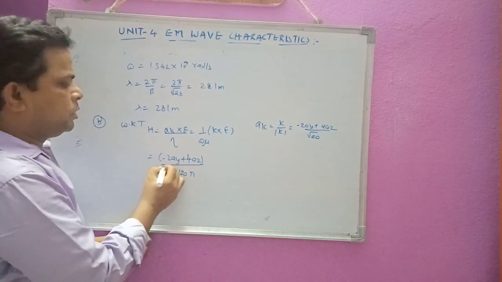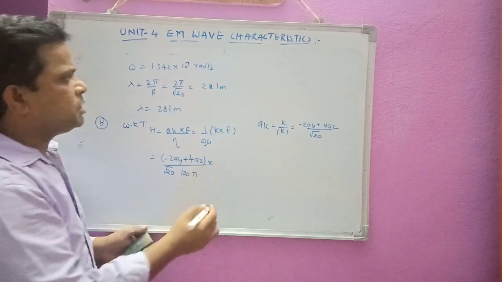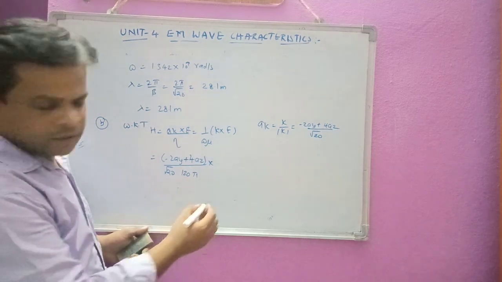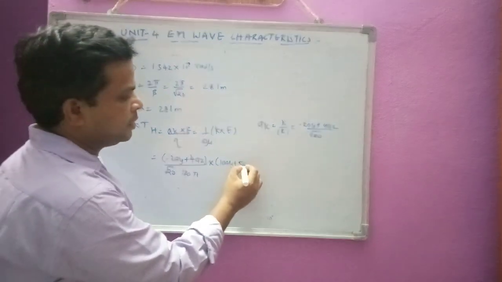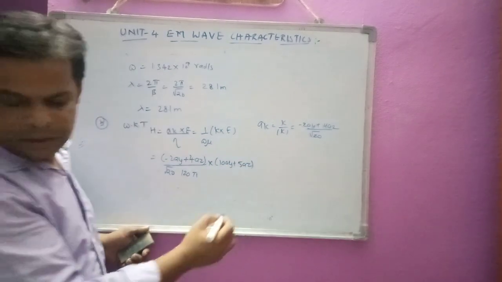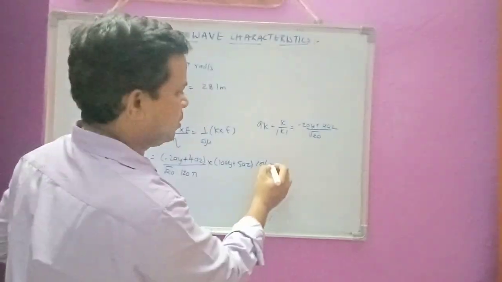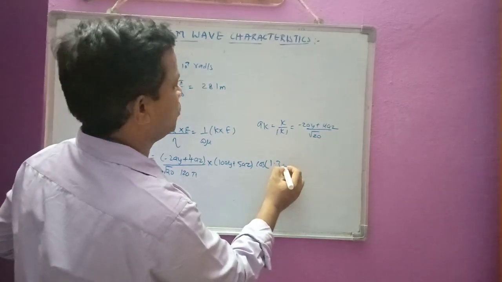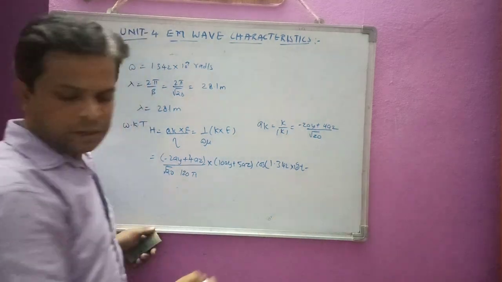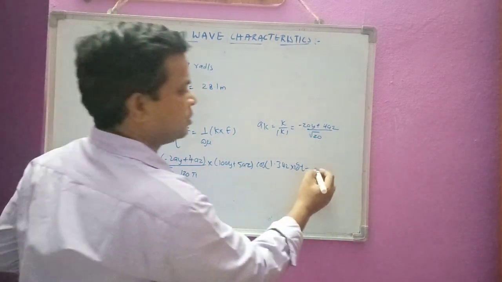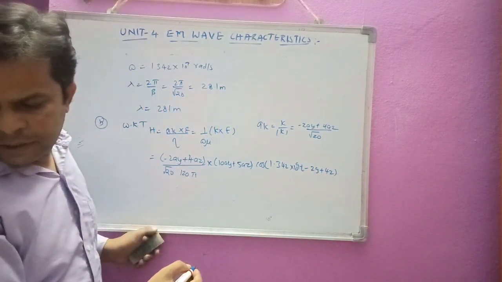So I have to write here root 20, root 20 AK cross E. E means we know the question he has given, that is 10AY plus 5AZ. In the question itself he has given cos of omega t minus k dot r, omega t, that is 1.342 into 10 power of 9 t minus k dot r. K dot r he has given 2y plus 4z.